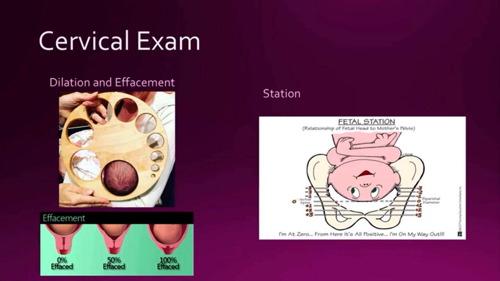It can be closed all the way up to fully dilated, which is 10 centimeters. We check the effacement, which is how thick the cervix is. As the cervix starts to open, it should also thin out and not be as thick. The picture on the bottom left goes over that. We feel for fetal station, and fetal station is how far down in the pelvis the baby has descended.